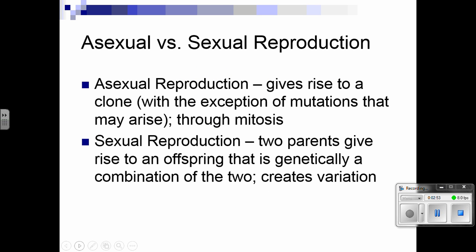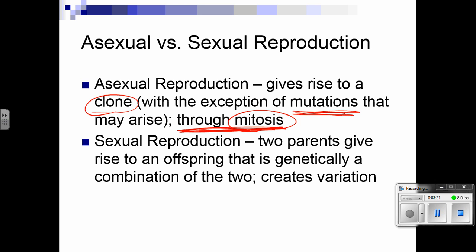Asexual reproduction gives rise to a clone. So that means that it's going to be exactly identical in appearance, with the exception of mutations. So if there's a mutation in there, then that may mean that they're not going to be identical. Mitosis is technically, we could say it's a form of asexual reproduction because your cells are reproducing and they're producing cells that are identical to the originals.